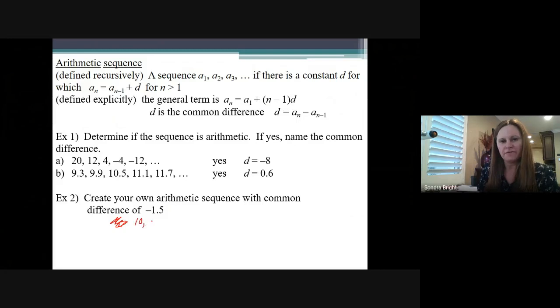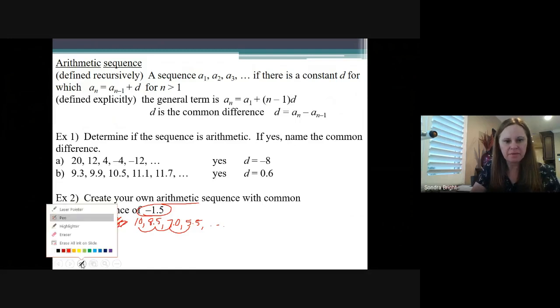Adding a negative 1.5 would give you 8.5. Adding a negative 1.5 would give you 7.0. Adding a negative 1.5 would give you 5.5. Now, you could have done, you just start off with some number, and because it's arithmetic, you're adding this negative 1.5 to each term to get to the next guy. Easy peasy lemon squeezy, right?